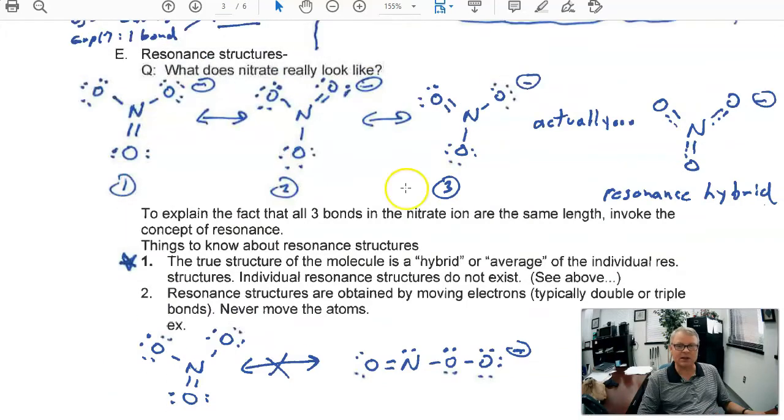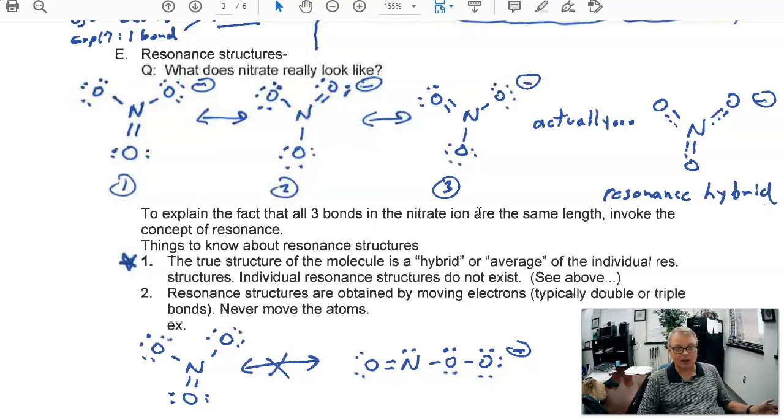So let's look at our 3 resonance structures up here. Notice in all 3 of these resonance structures, my nitrogen is in the middle and my 3 oxygens are around the outside. What's really fundamentally the only difference between my 3? Well, here's my double bond here, here's my double bond here, and there's my double bond there. And that's really it. I just moved the double bond. So what it kind of comes down to is this.